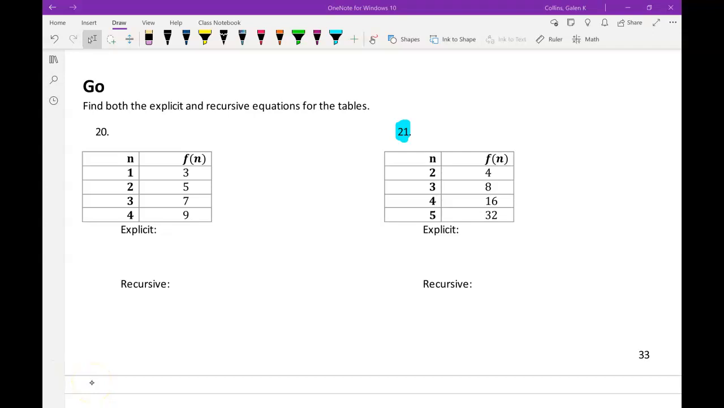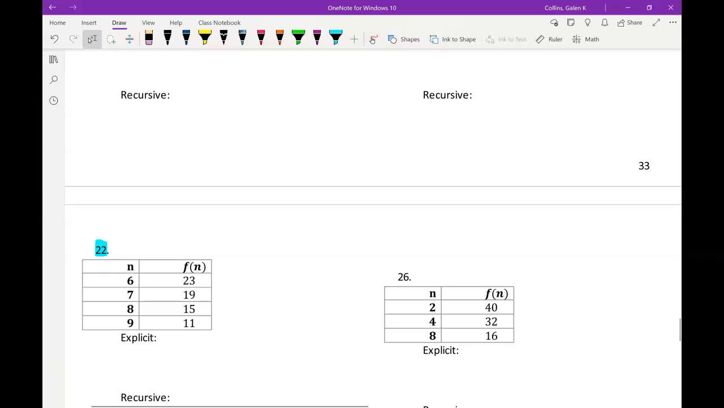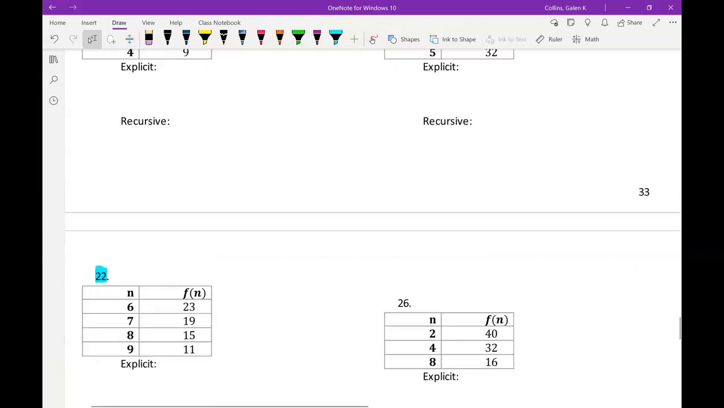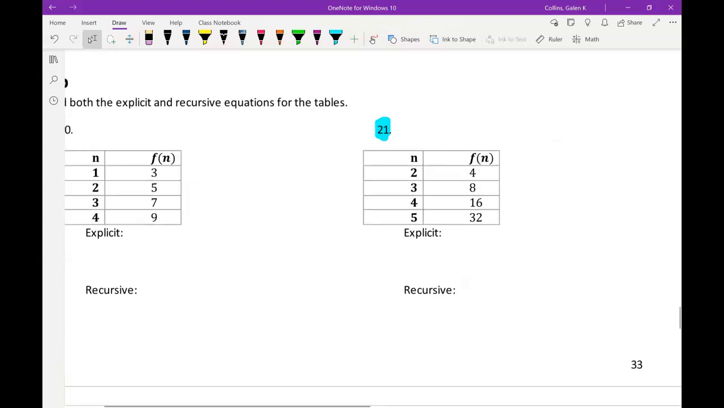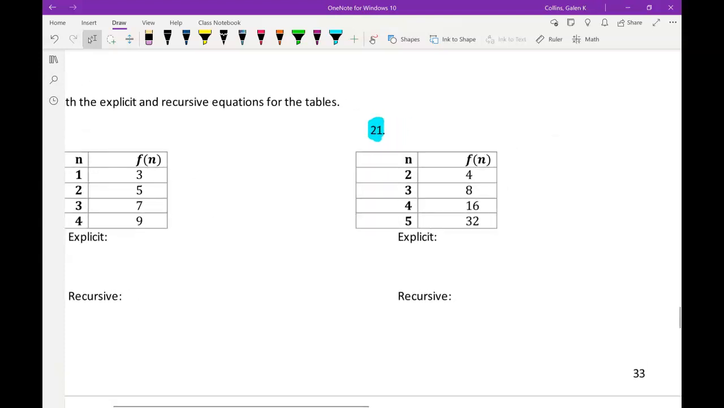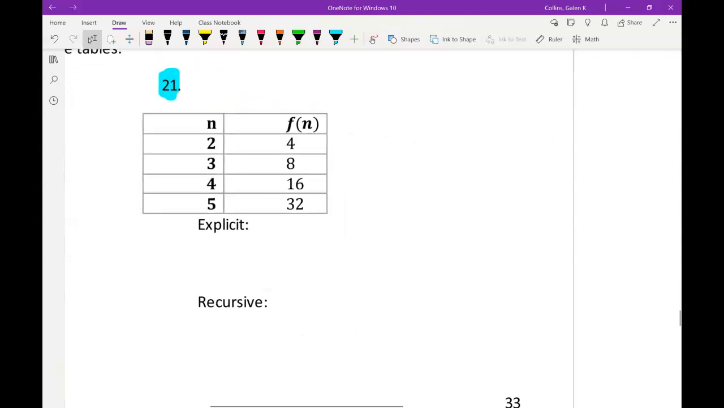For the Go problems in Unit 3, Lesson 3, I'm only going to go over 2 of them in the video. I think I'm only going to ask you to try 21 and 22. We are asked to find both the explicit and recursive equations for the functions represented in the tables. I'm going to zoom in on 21.